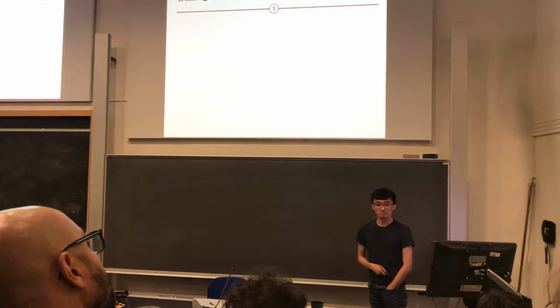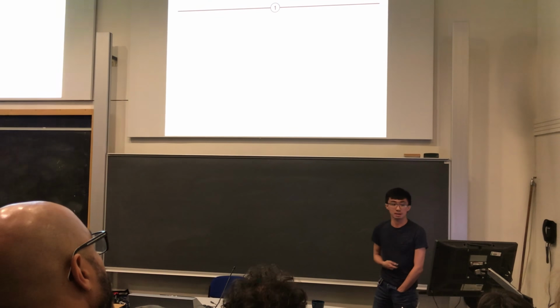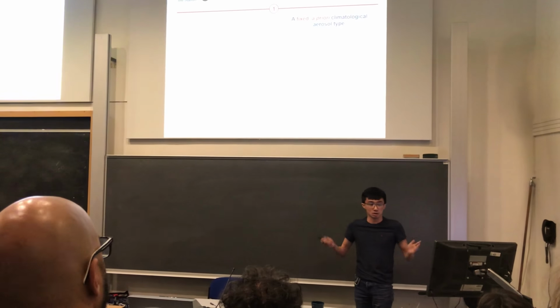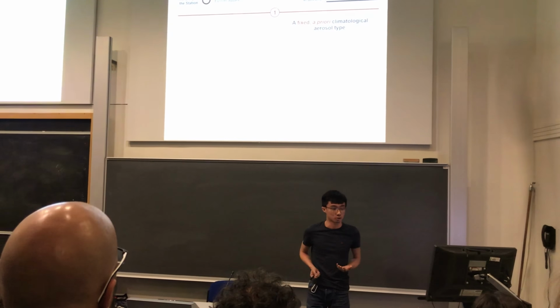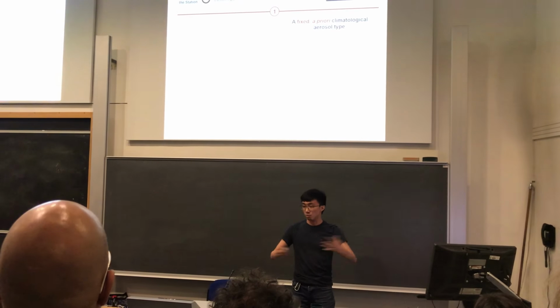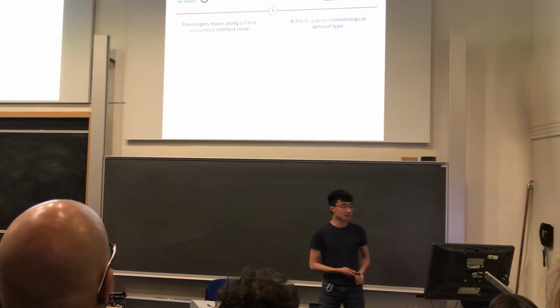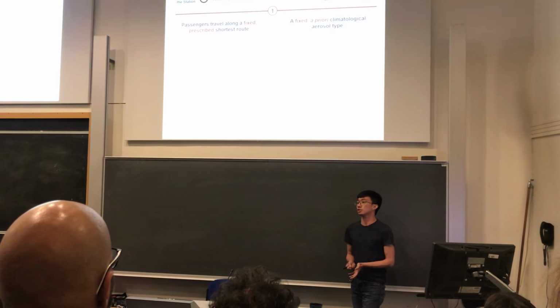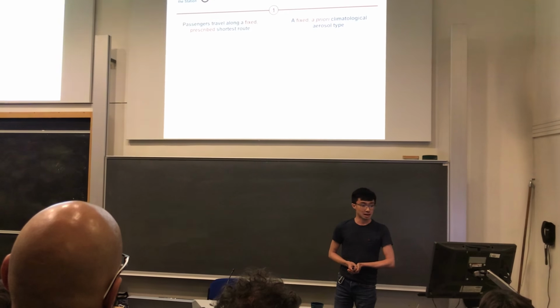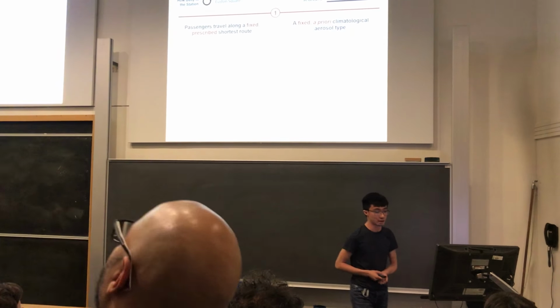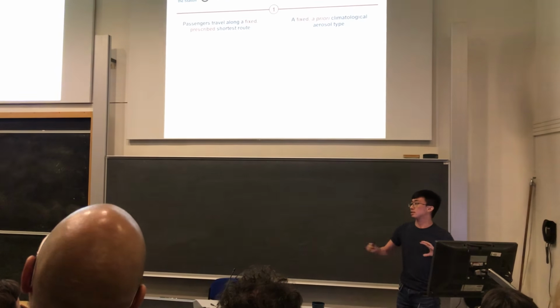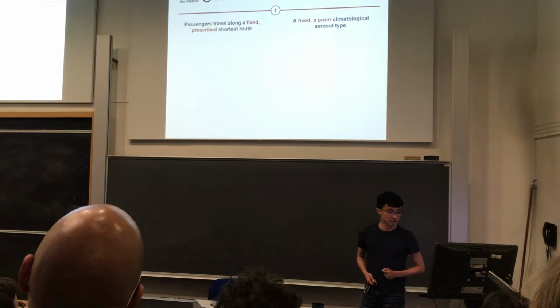Okay, so as we saw just now, aerosol is important, right? So the first thing we can do is say we have a fixed a priori climatological aerosol type, feed it into the model, and run it across all the simulations. This is similar to saying that all the passengers in our system have traveled along a fixed prescribed route, probably the shortest route. So this is the baseline poor man's approach to the problem, okay?